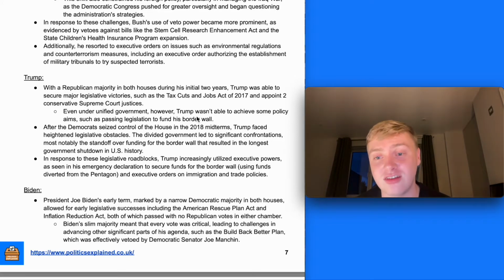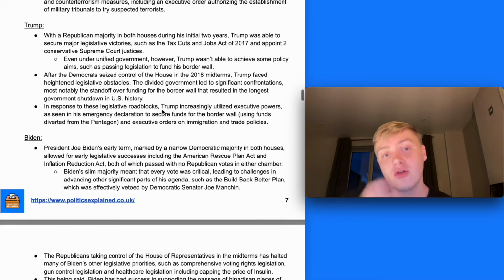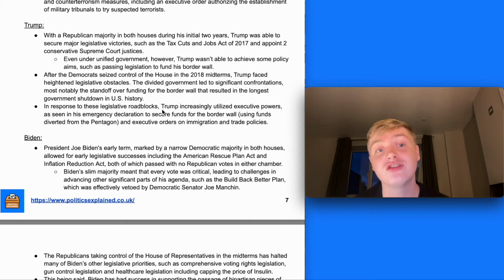In terms of Trump, with a Republican majority in both houses during his initial 2 years, he was able to secure a couple of key legislative victories, in particular the Tax Cuts and Jobs Act, and appoint 2 conservative Supreme Court justices. Even under unified government, in his first 2 years, Trump wasn't able to achieve some of his policy aims, such as passing legislation to fund his border wall.